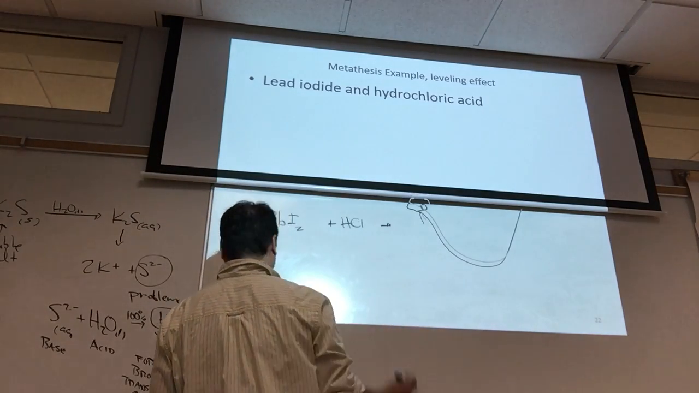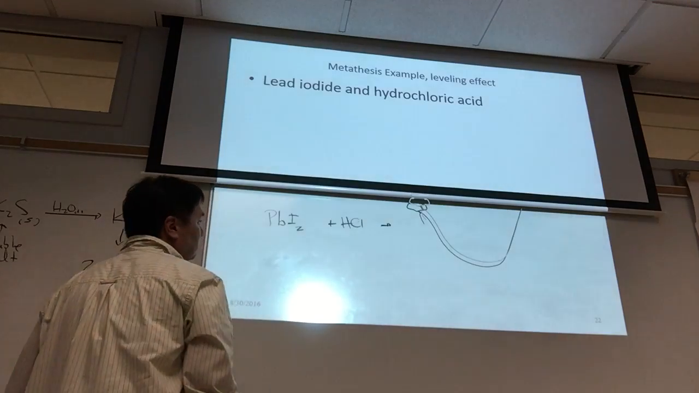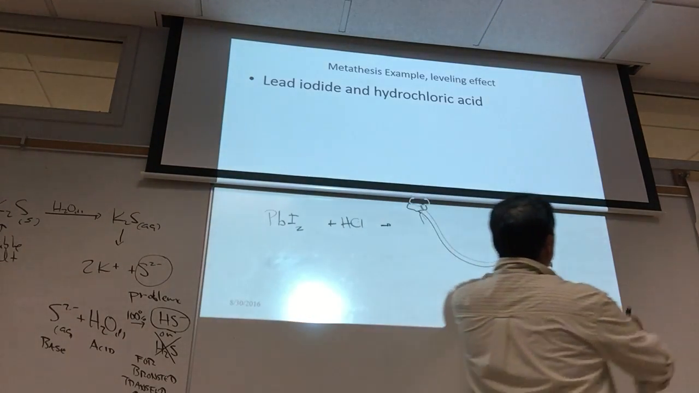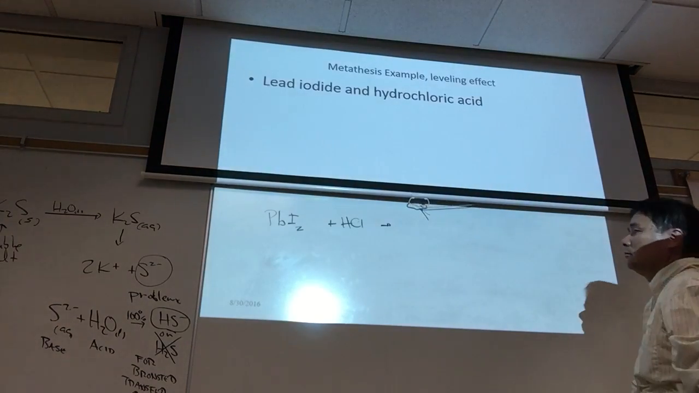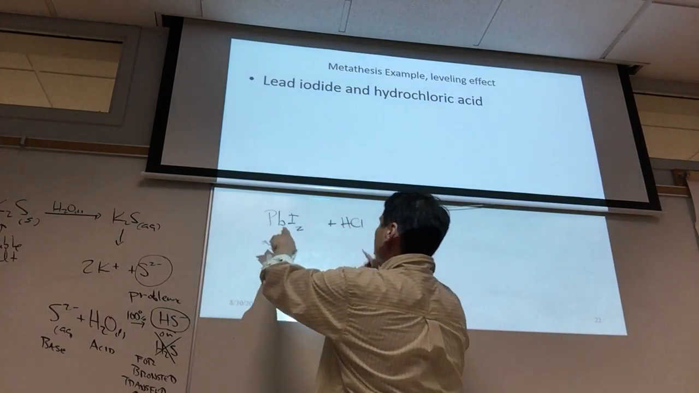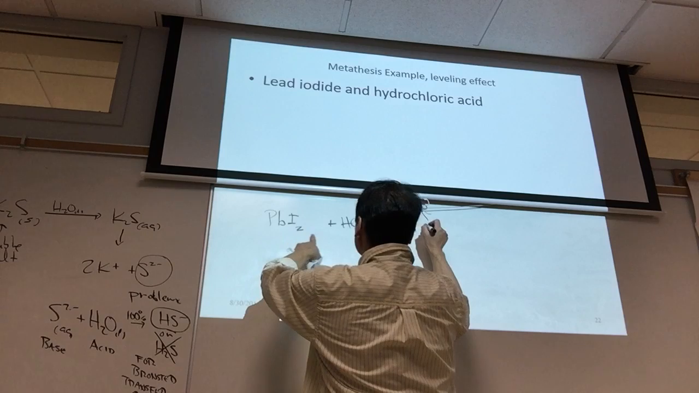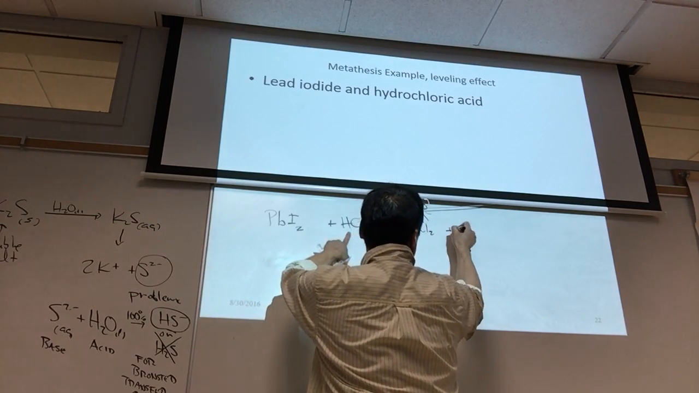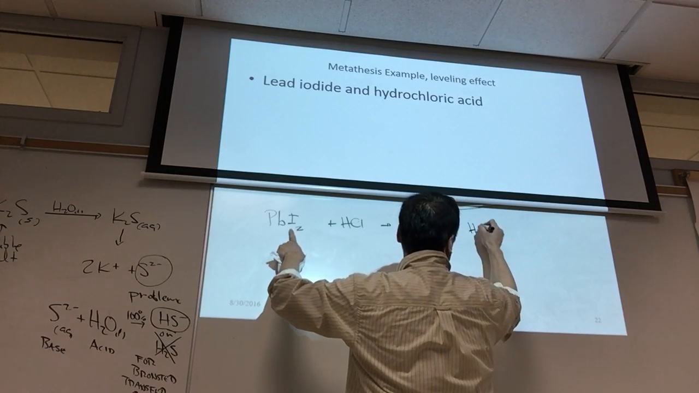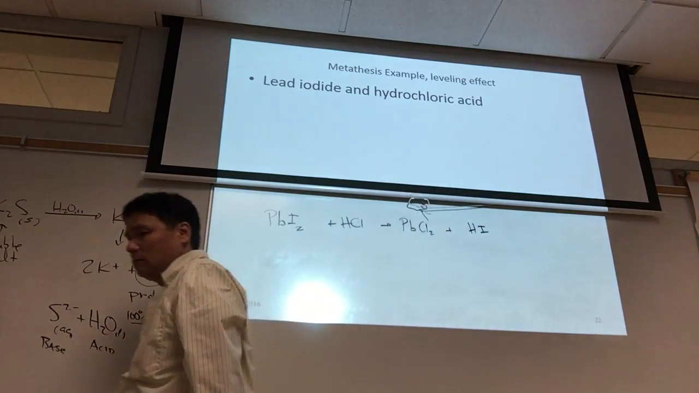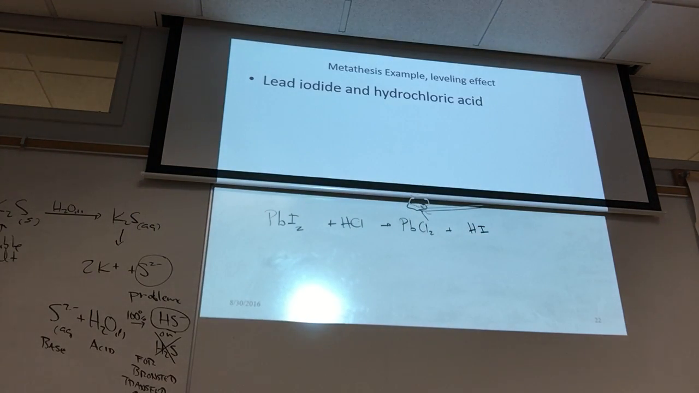What are we going to form? We just switch the ions. So we get lead ions paired with chloride, PbCl2, and hydrogen ions paired with iodide, so we're just going to form HI. Now let's look for a driving force for this reaction.